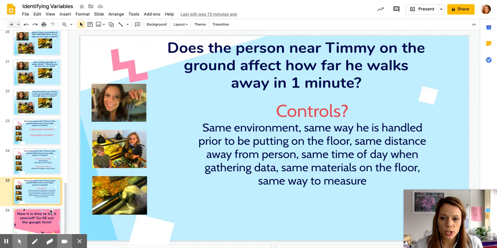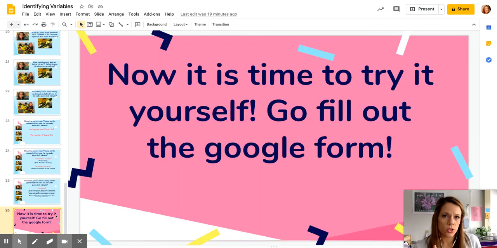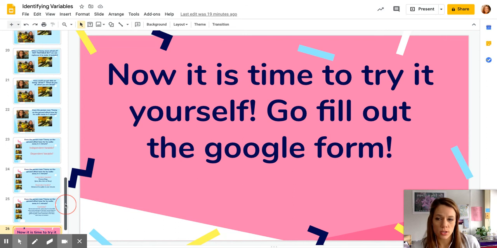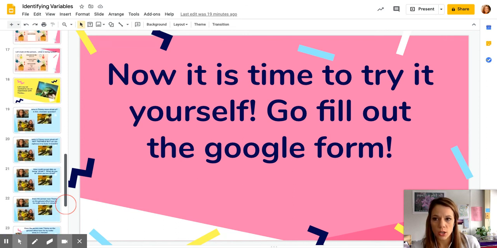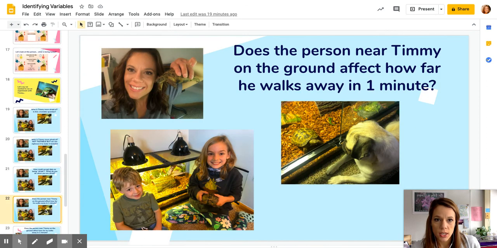So here's what you're going to do. I want you to try this out on yourself, meaning I want you to go to the Google form and see if you can, from a question, pick out the independent variable, the dependent variable, and then some possible controls. The Google form is very similar to this. You're going to get a question like this, and from that question, you'll have to pull out independent, dependent, and controls.